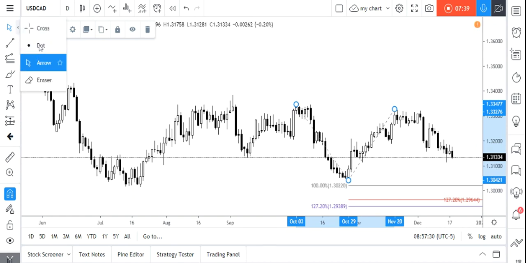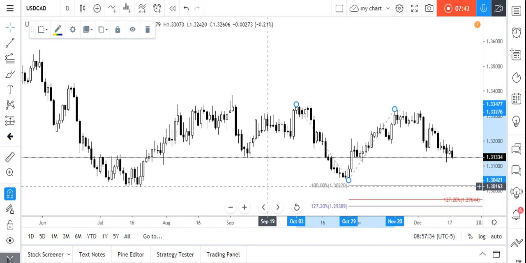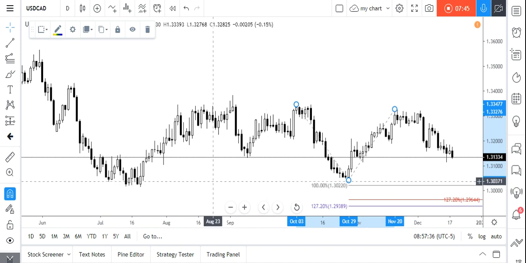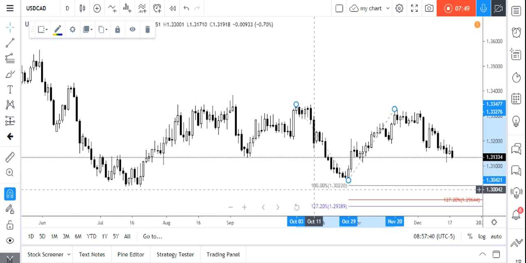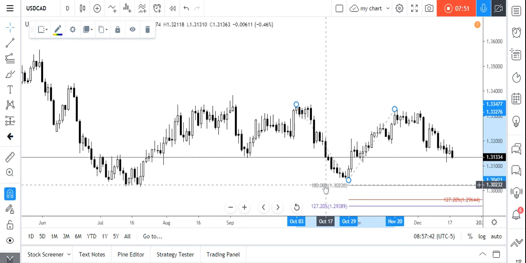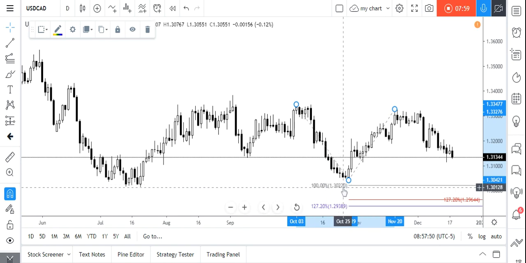Let me take the cross. Let's start this. See, the previous low is here, and the 100% extension target is here. This is coinciding, and the market has a nature to consider previous lows or highs as a natural support or resistance zone. So we can simply target 1.3022 plus 1 pip plus added spread.